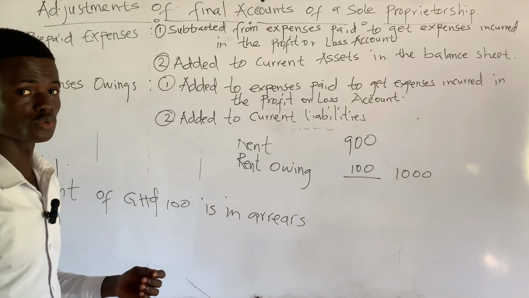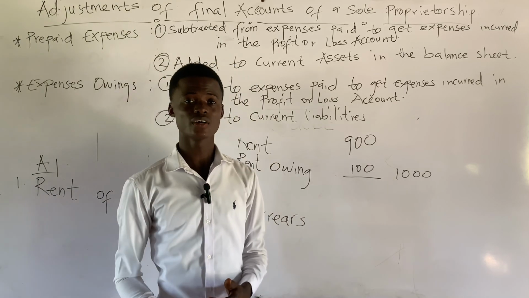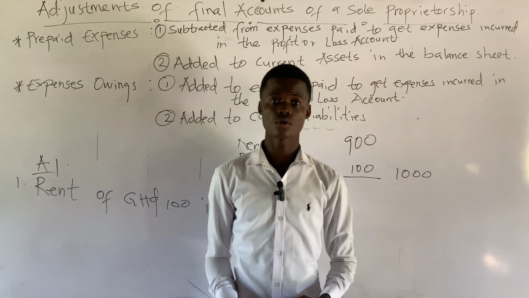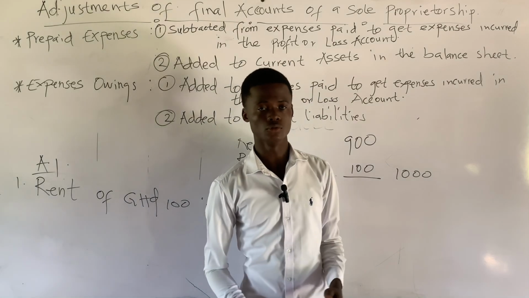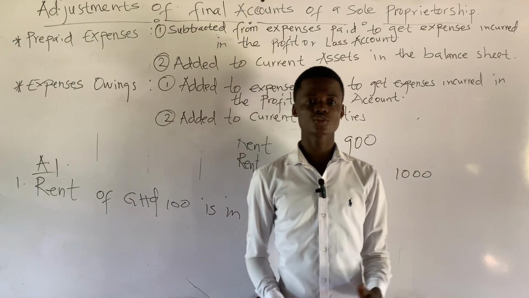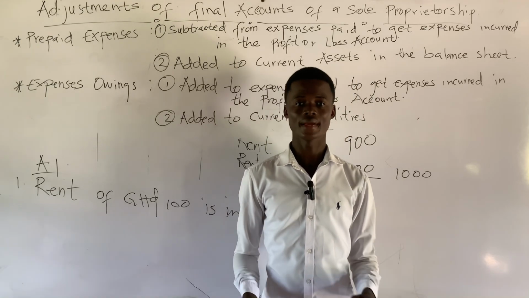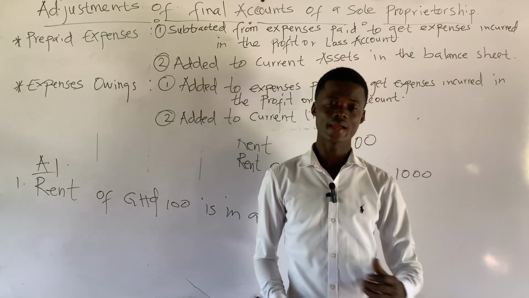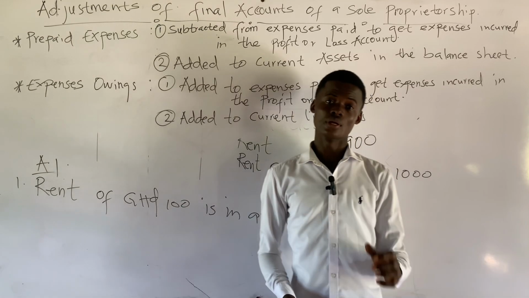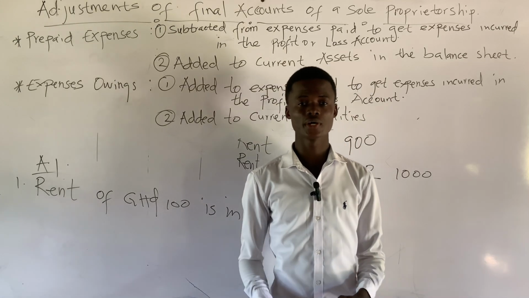So now let's move on to revenues. Under revenues too, we have prepaid revenues and revenues outstanding or revenues owings. So you will first begin with prepaid revenues. Revenue is said to be prepaid when the revenue received is more than the revenue earned. So here too, one may ask, what's the difference between revenue earned and revenue received? The revenue earned is the revenue one is supposed to receive for an accounting period.